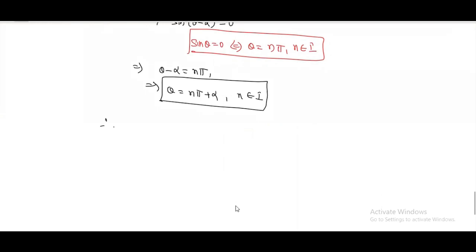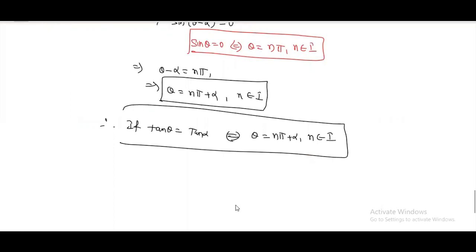So therefore we can finalize, if tan theta is equal to tan alpha, then the general solution will be theta is equal to n pi plus alpha, where n belongs to integers. So let's solve the problems based on this for conceptual clarity, to understand more. So let's see the examples.